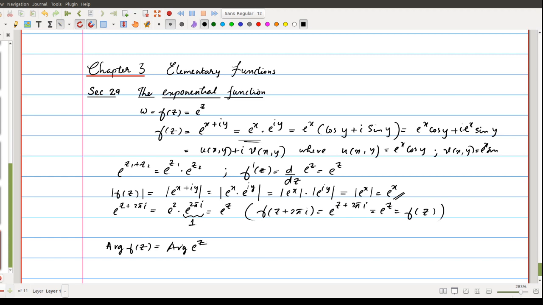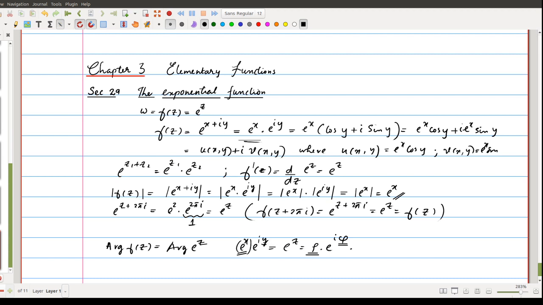This is obtained by equating e power z as some modulus times e power i phi, where this phi is the argument of this e power z. But we know that this e power z is the same as e power x times e power iy. So this e power x is the same as this rho. That's why we call this the modulus of f of z, or the modulus of e power z is the same as e power x. And the argument of this complex number, this is the modulus and this is the argument.